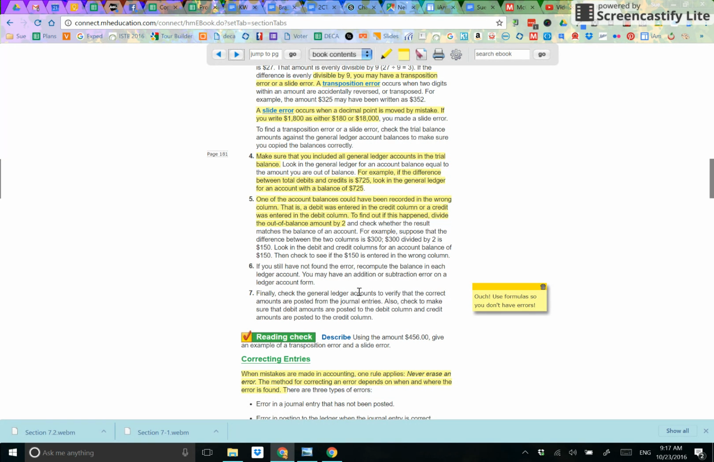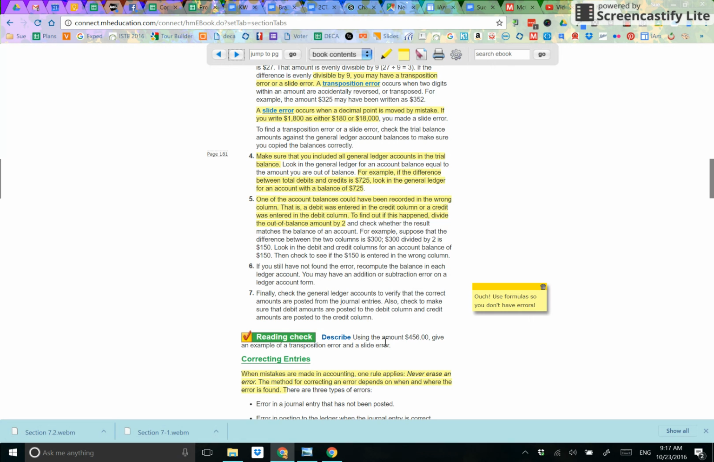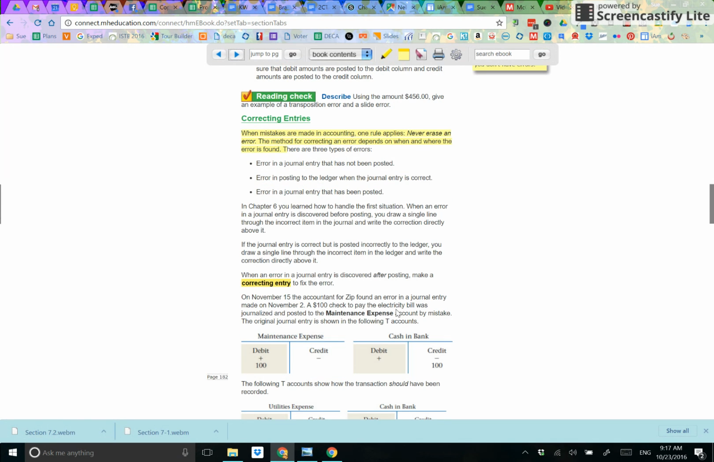And then 6 and 7 are terrible, but if you can't find the problem with one of those 5 steps, you might have to go back and make sure that you did your balances correctly in here. Did you use formulas and do that correctly? So that one's kind of painful. And that 7 really stinks. It says, hey, maybe you should go back to the journal entries and see if you can find the mistake there. Not awesome at all.